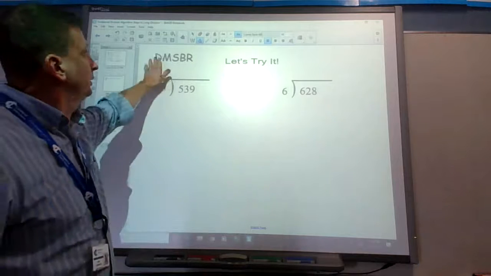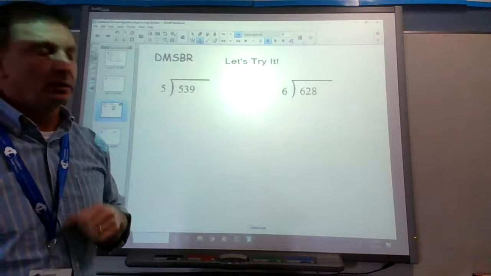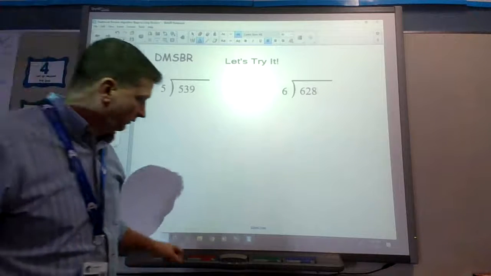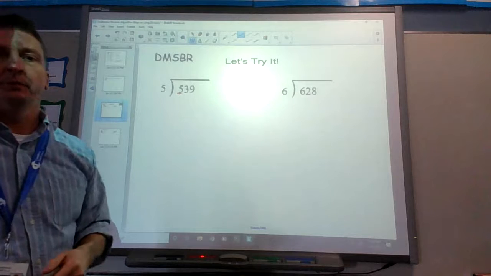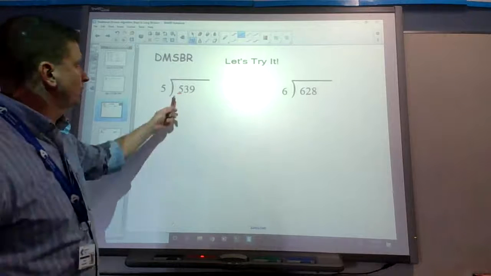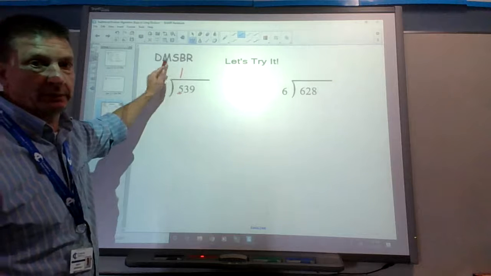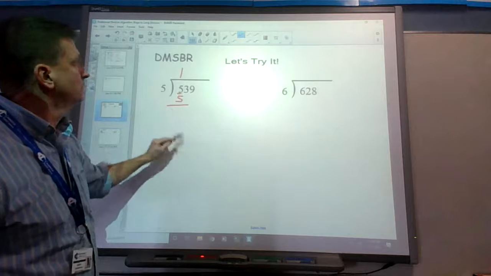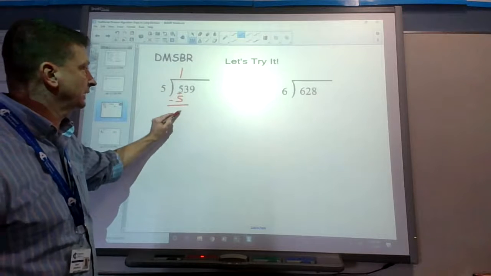And if we remember, divide, multiply, subtract, bring down, and repeat, or Dad, Mom, Sister, Brother, Rover, if we use that standard, we take a look at this first one here. We look at the first number. Can we divide 5 by itself? Yeah, we can. So I know that 5 divided by 5 is 1. Now, if we remember the next step, we need to multiply. 1 times 5 is 5, and we need to subtract to see what I have left. And if I subtract those, I have 0.